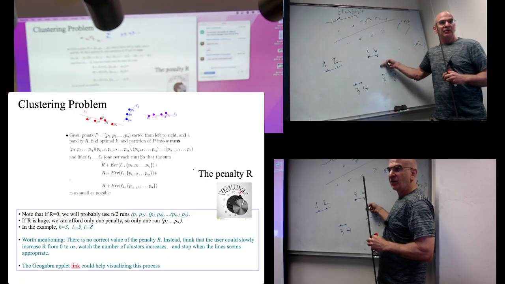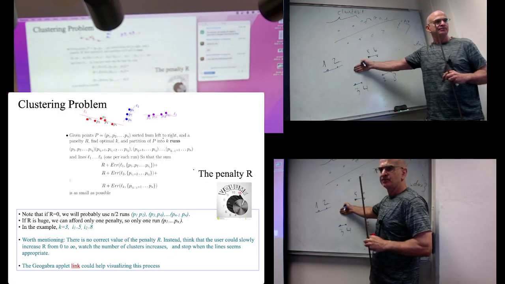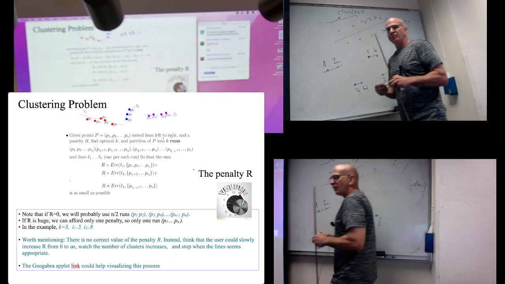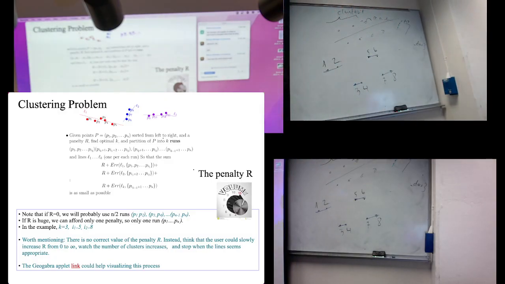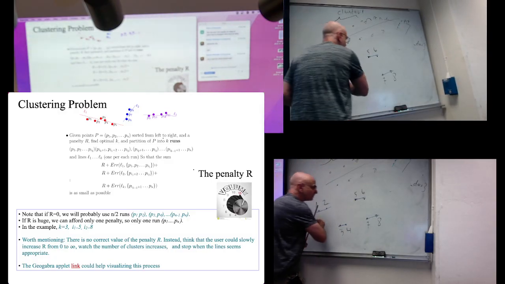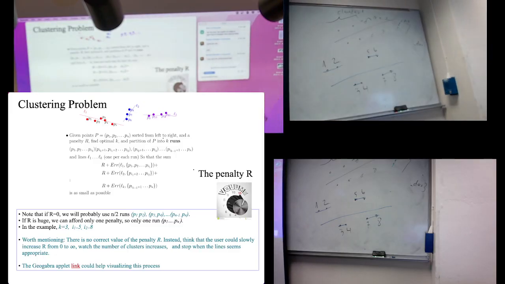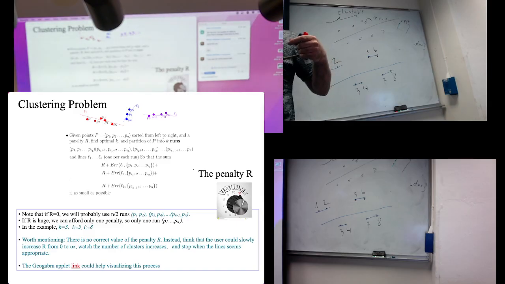There is 0 error over here, but there are a lot of clusters. Like every 2 points have a cluster. I can also decide that all my points must be in one cluster, and then the error will be larger. The error means the sum of squares of the vertical distances. So how do I know how many clusters I want?